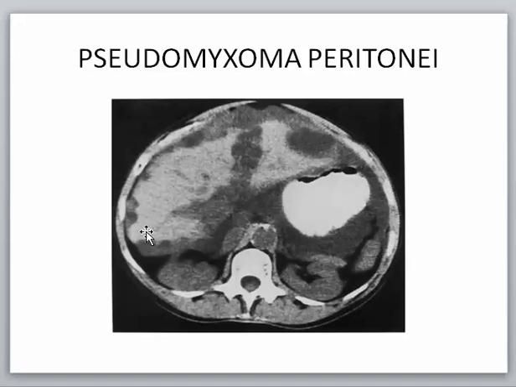If deposits are widespread like this, indenting the liver, causing masses, indenting the left lobe here, surrounding the stomach in this area, this is not clear peritoneum. This is peritoneum loaded with metastatic deposits, and this is called pseudomyxoma peritonei.